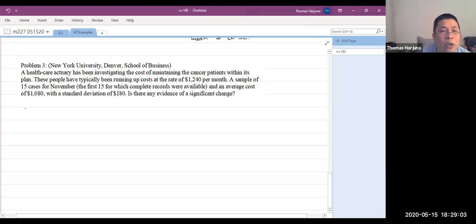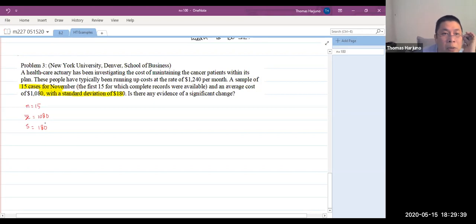So let's see what we know. What we know is the sample size is 15. The sample mean is 1,080 and the sample standard deviation, right? It's not population. How do I know? Because this standard deviation is in the context of these 15 cases. So that's the sample standard deviation instead of population standard deviation.